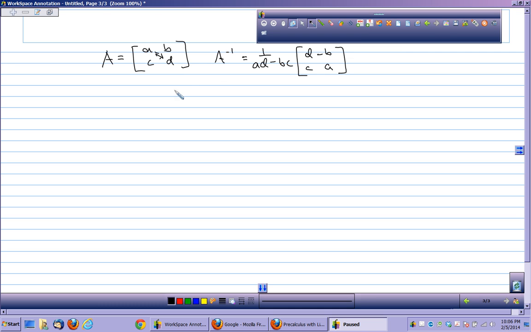Okay, so 1, 4, -1, -3, and using this formula, I'm going to try to find the inverse of that. So it's going to be 1 over the determinant, which is -3 minus -4, which gives you 1. Is that right? I guess so. I hope this is going to work.